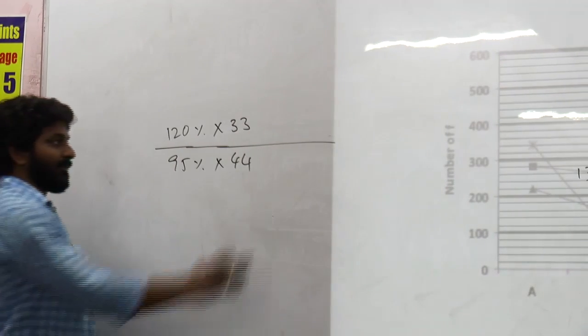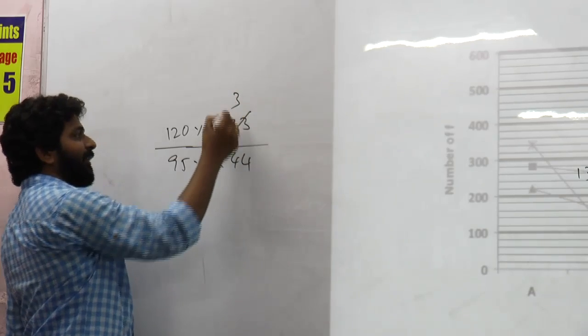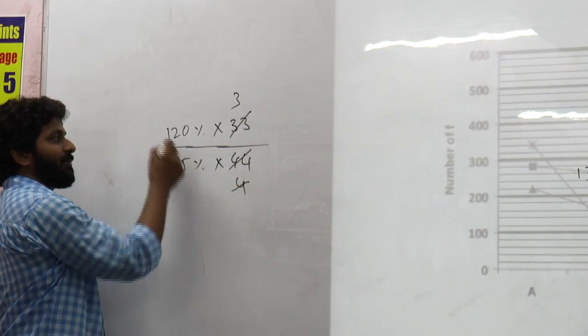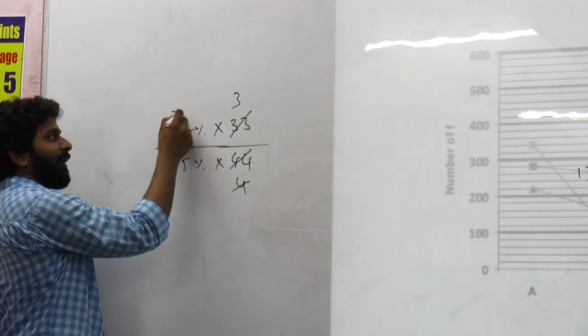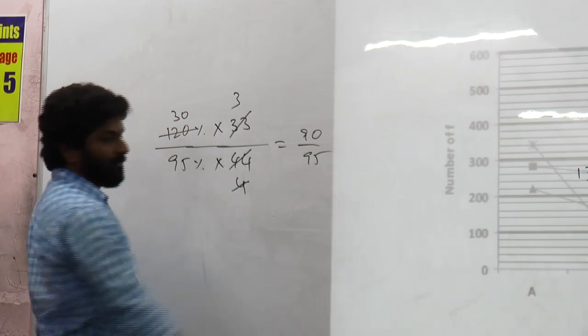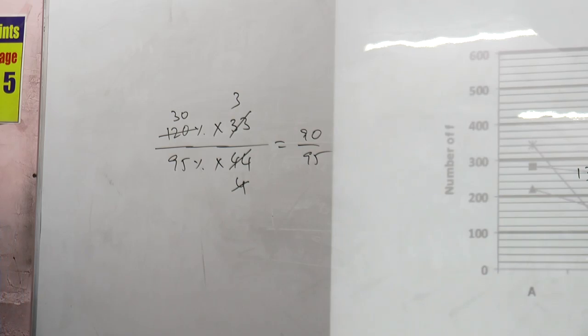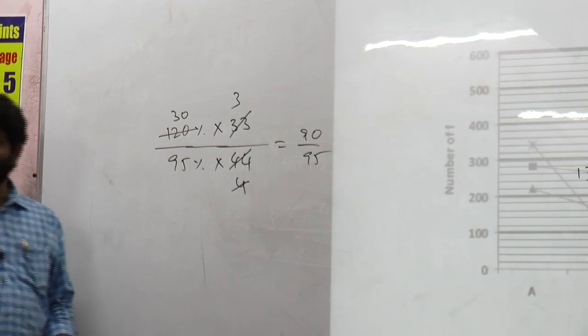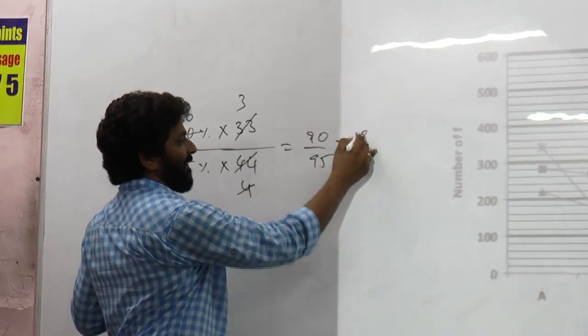Let me write it as number of lines itself. 11 times 3, times 4, 30 times, that's it. 90 by 95. Oh, 5 multiples, right? 18 by 19.